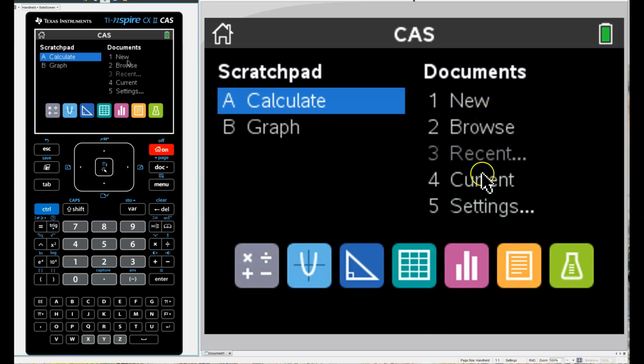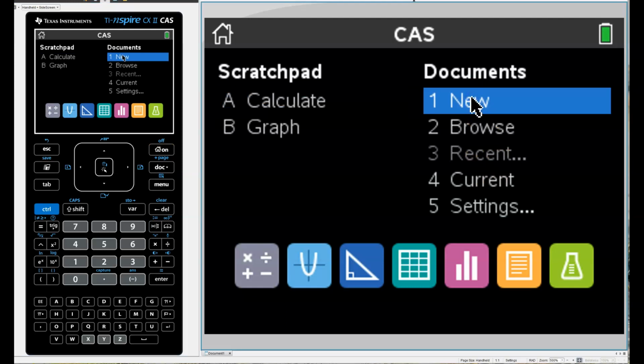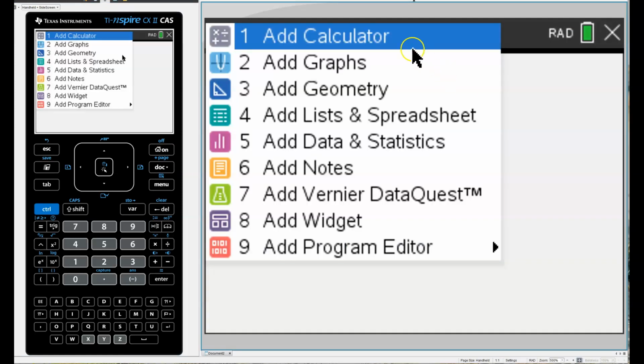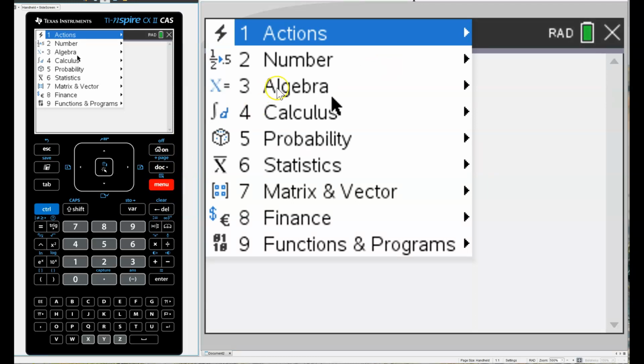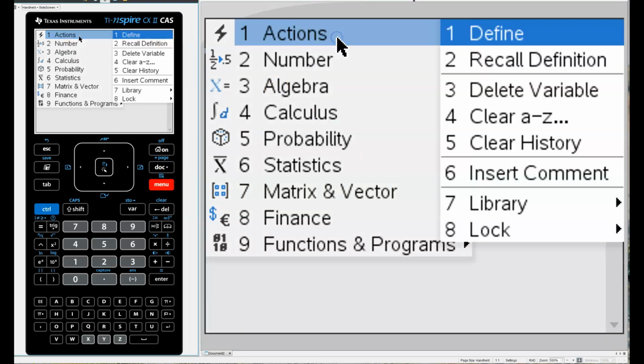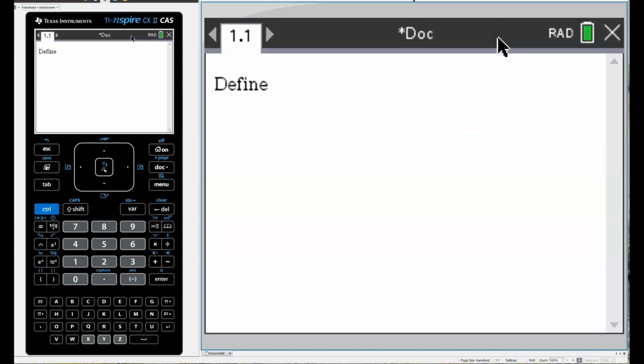So I'm going to open up a new document and go to calculator. Now some of this will seem familiar. Notice I'm using that function f prime of x multiple times. I'm going to make my life easy and define it. Again, you can go to menu, actions, define, or you can just type in define. And I'm going to define this function as f prime of x as what it is.